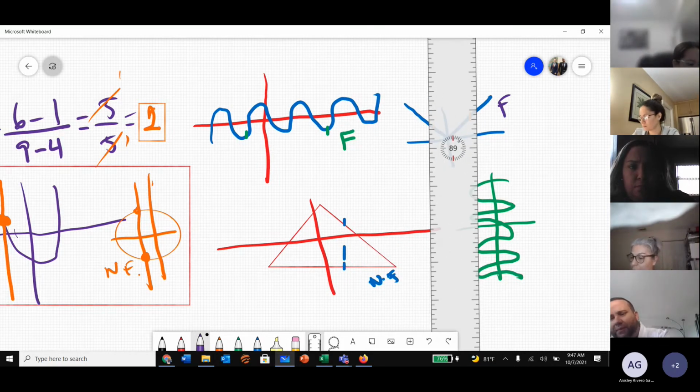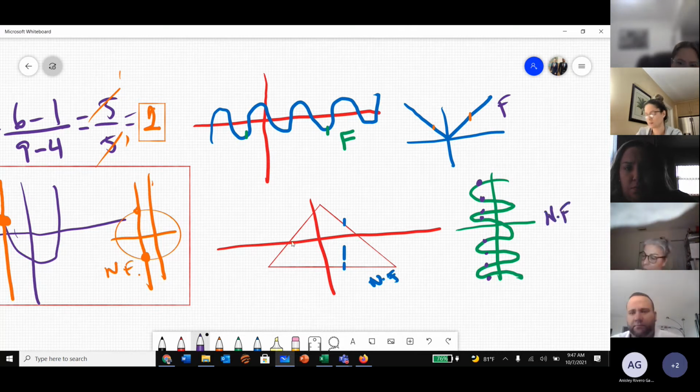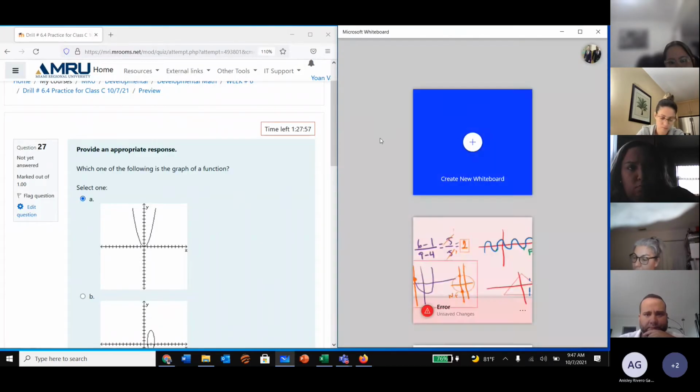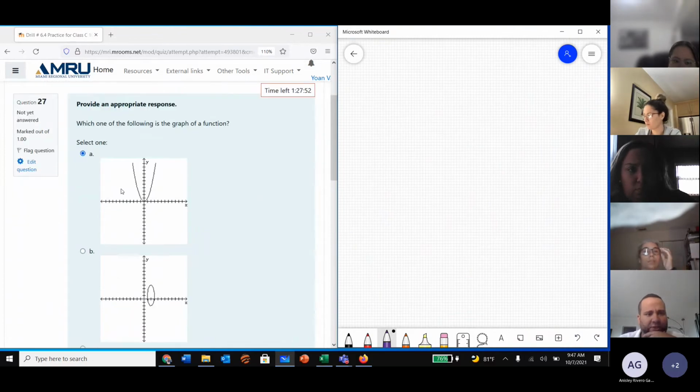This graph, how many points does it cut the graph? In several. Is this a function? No. Not a function. Clear everyone now? Yes. Okay. Then in that case, 27, the only function is this one.